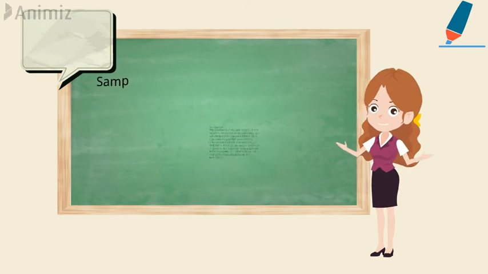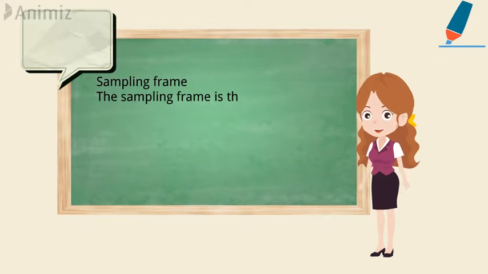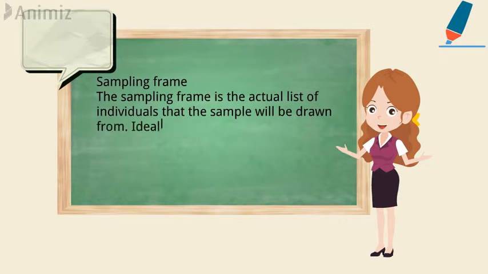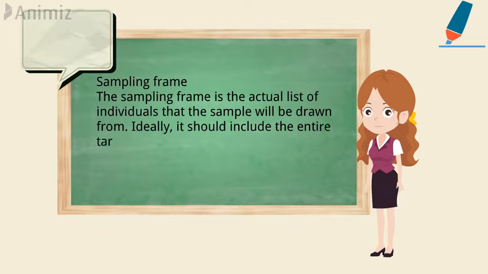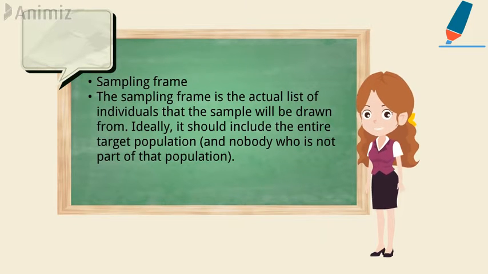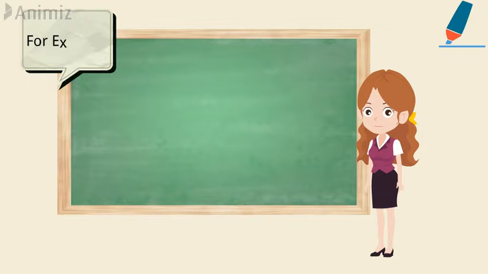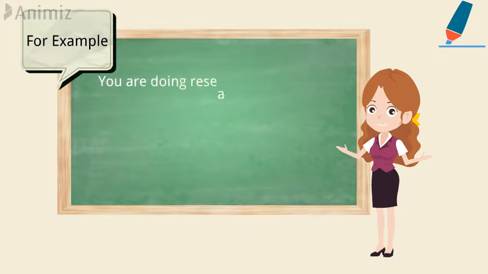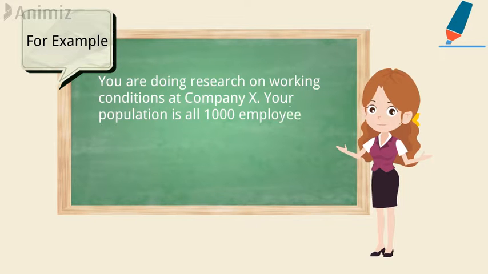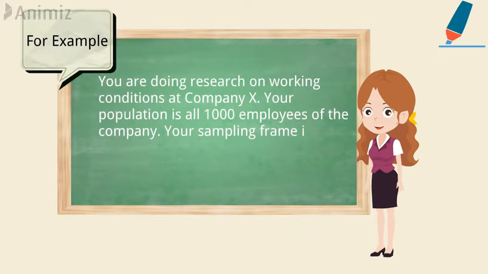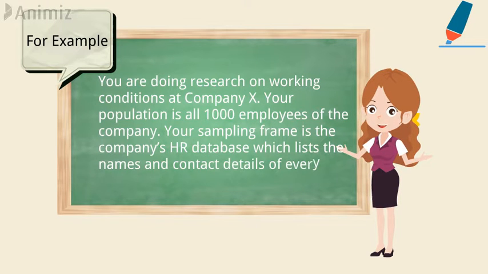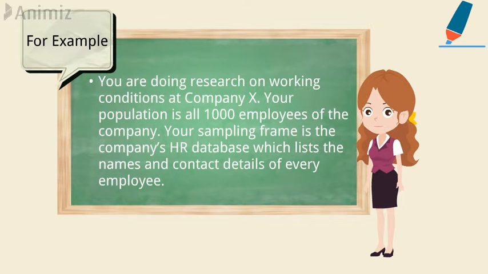The next one is sampling frame. The sampling frame is the actual list of individuals that the sample will be drawn from. Ideally, it should include the entire target population and nobody who is not part of the population. For example, we are doing research on working conditions at company X. Our population is all 1,000 employees of the company. Our sampling frame is the company's HR database, which lists the names and contact details of every employee.